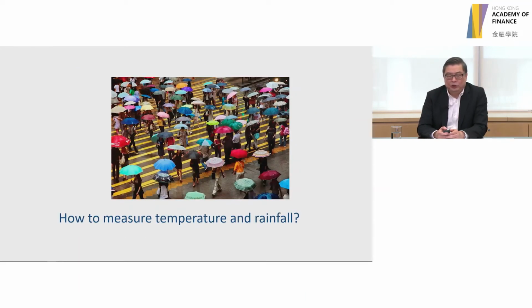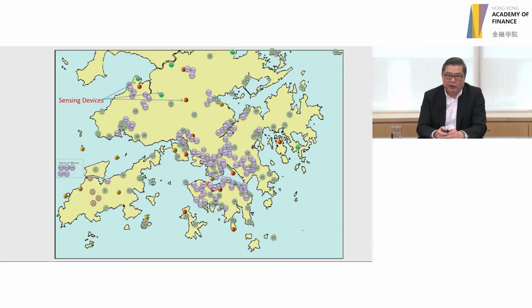Okay, how to measure temperature and rainfall? Should we use the average temperature and the average rainfall reported by the Hong Kong Observatory to run the data? Probably not. Why? Because the restaurant chain has many outlets. There may be an outlet in Central, and another outlet in Mong Kok. But Mong Kok is raining, but Central is not. So what we actually did is collect the temperature and rainfall data at the sensor locations of the Hong Kong Observatory. We find the sensor that is closest to a particular outlet of the restaurant, and we use that data for that particular restaurant. What shows up here are the different sensing device locations of the Hong Kong Observatory.